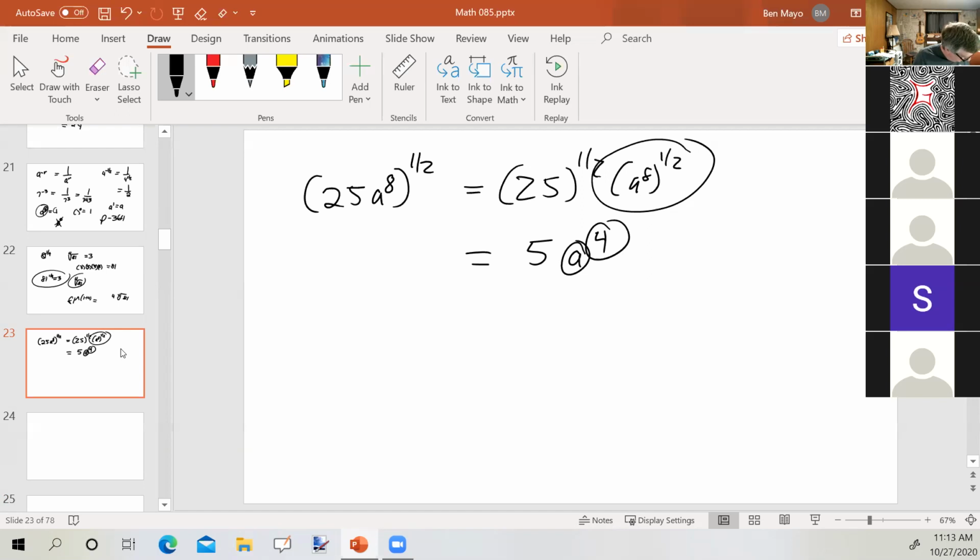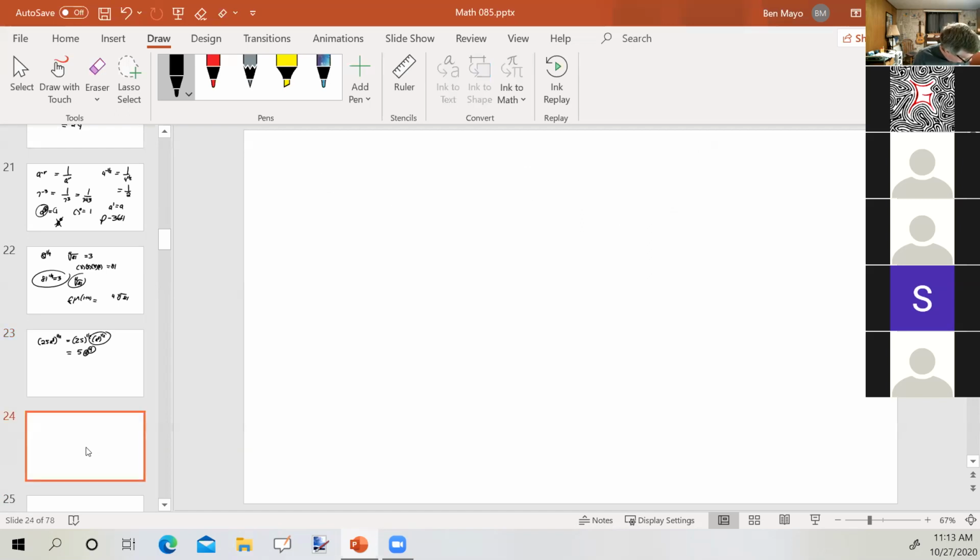Let's see here. How about this? Evaluate each expression. Negative 100 to the 3/2 power. So we're going to cube it and take the square root of it. Let me ask you this. Is the base 100 or is the base negative 100? Let me answer it for you.